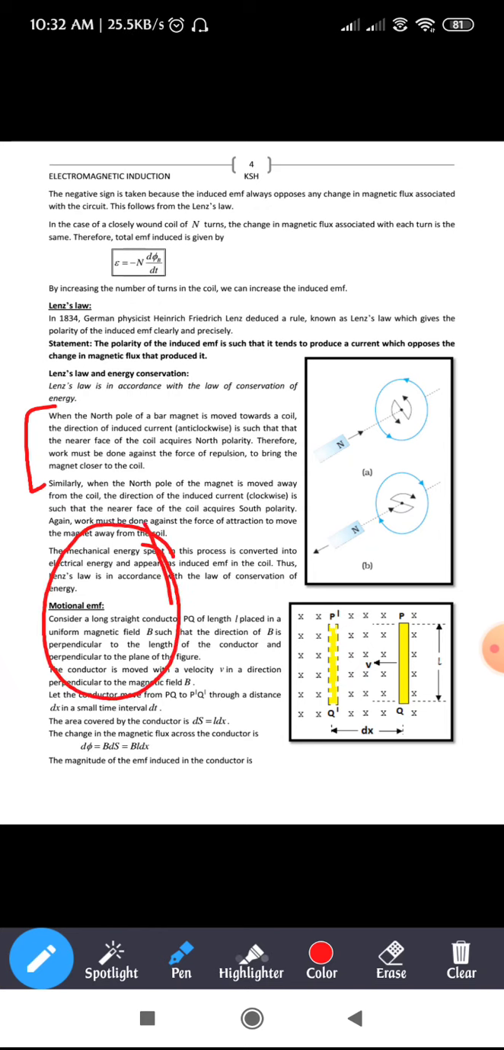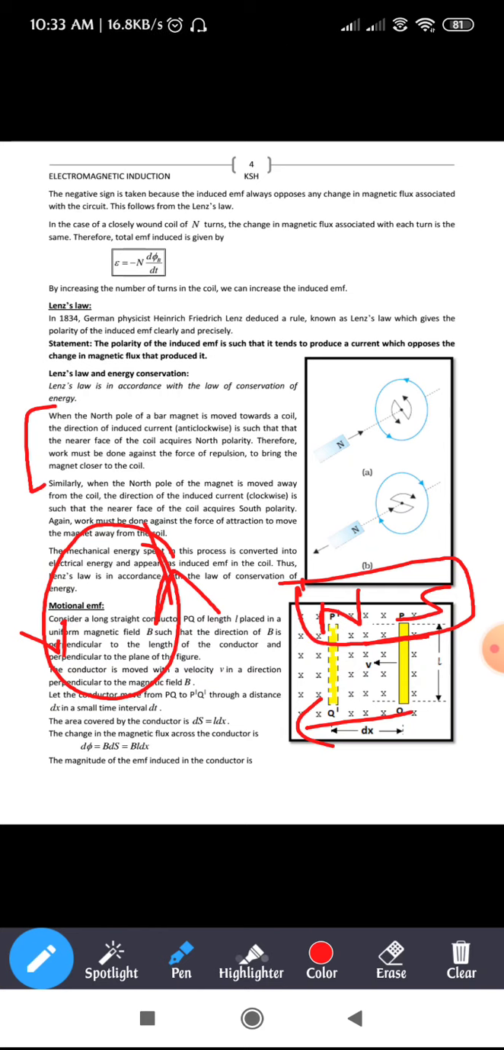Okay, so as you know, let us say that you have a bar magnet. This is the north pole and this is the south pole. Let us say that you are moving this bar magnet towards the coil, that is towards the left. So what Lenz says is that the direction of current induced in the coil due to the change in flux will be in the anti-clockwise direction.